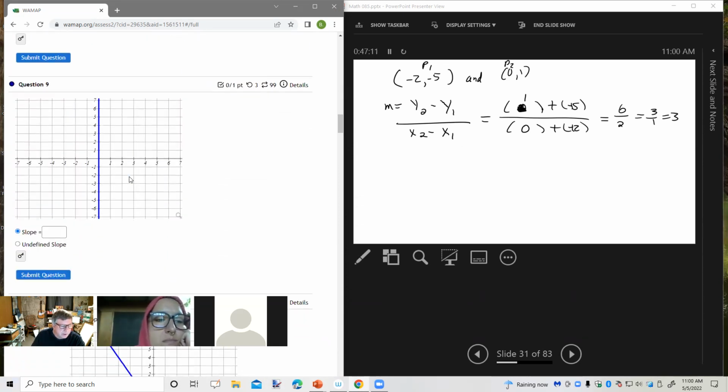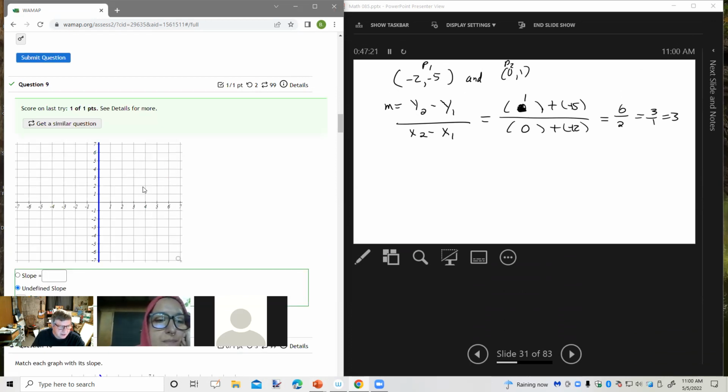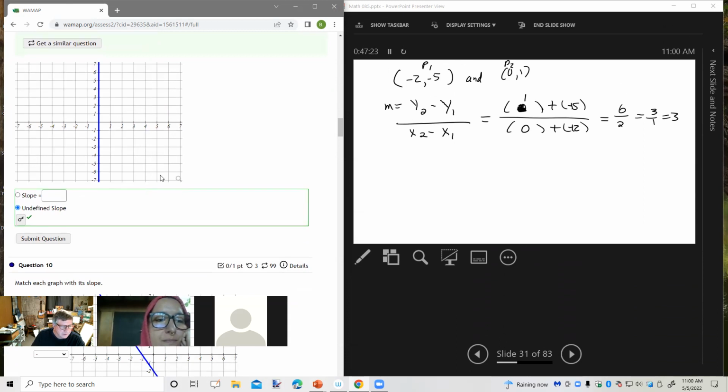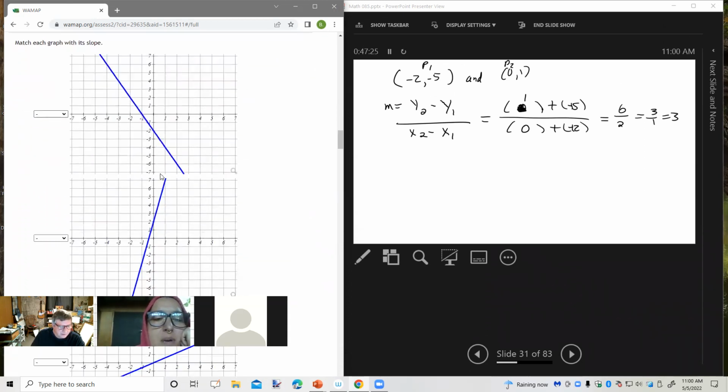How about this one? What's the slope of this going to be? Undefined, right? Because it's a vertical line. Okay. Hey, Mr. Mayo, yes. You always count up or down first. Yes, because up or down is a change in y.